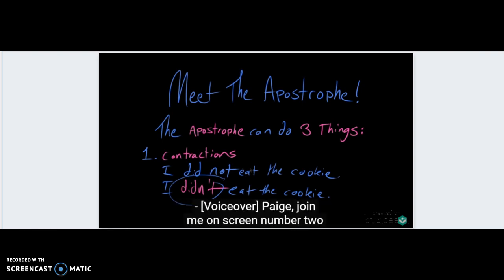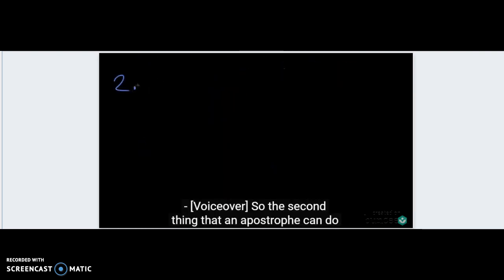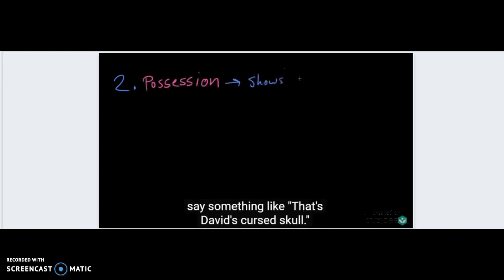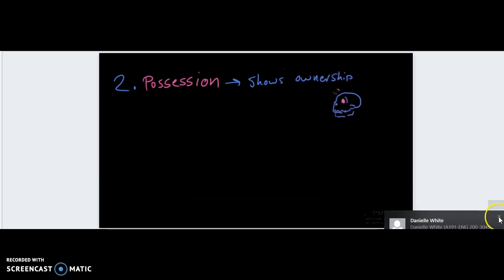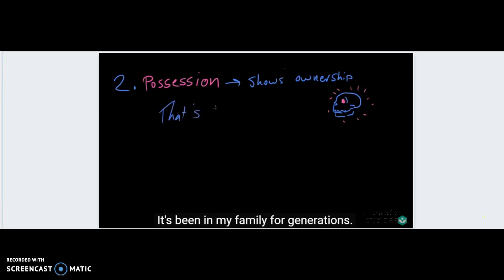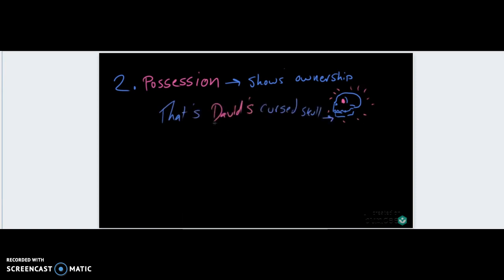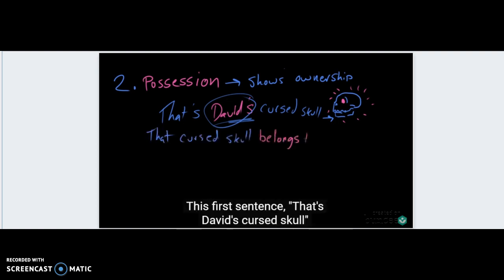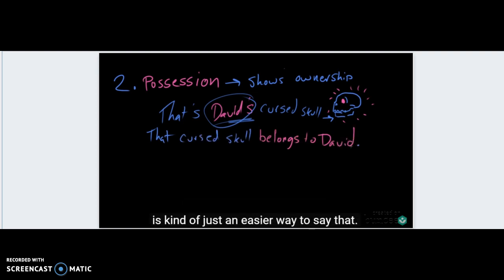Right. Let's talk about thing number 2. The second thing that an apostrophe can do is show that something belongs to someone. This is what we call possession. So you can use an apostrophe to say something like, that's David's cursed skull. Okay. It's true, it's been in my family for generations. But what's going on here? What is this doing the same work as? So the sentence basically means that cursed skull belongs to David. This first sentence, that's David's cursed skull, is just an easier way to say that.